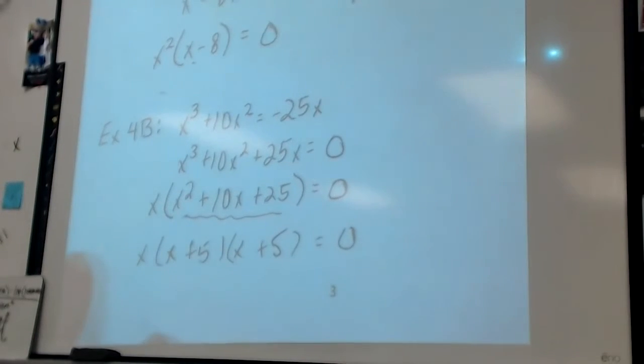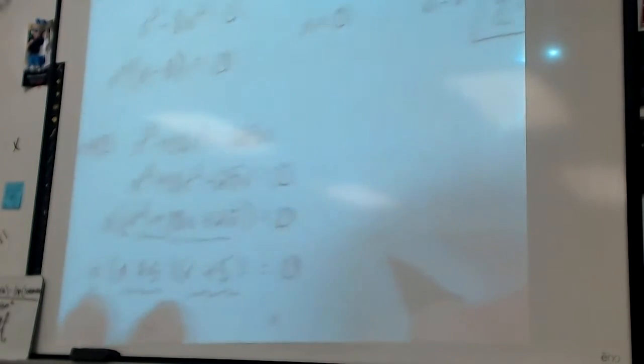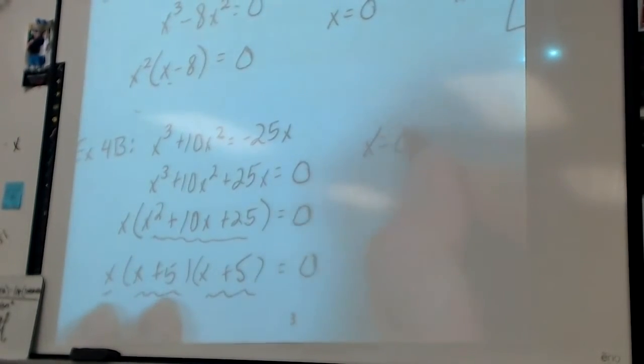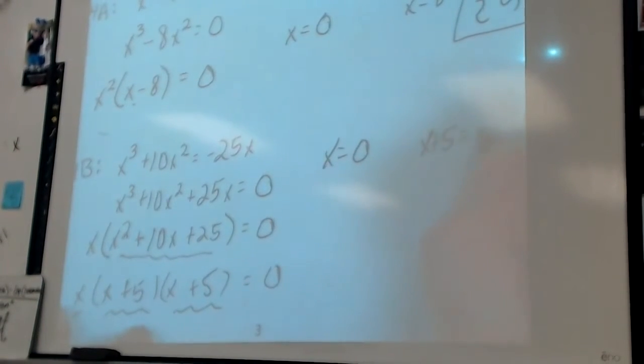And now that's as far as I can go. So I've got 3 factors here, but 2 of them are the same. So you don't have to solve for it twice, okay? It's only going to cross the x-axis in that one spot. It's what's called a double root, okay? So set the x equal to 0, and there's your answer. x is 0. All right, x plus 5 equals 0. What would x be? -5. So 0 and -5 are my solutions.